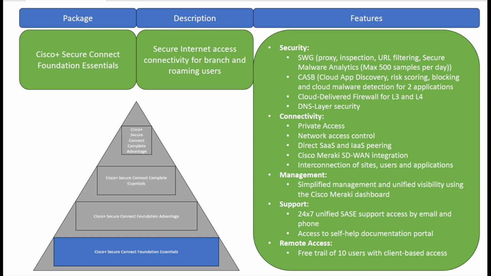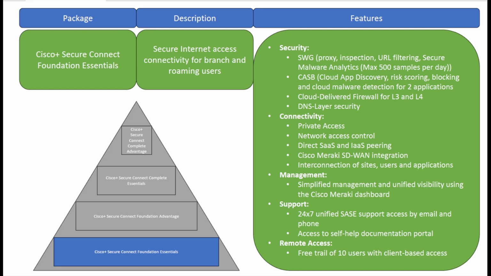So moving on to connectivity, we're looking at providing private access. We're looking at being able to have some level of network access control. We're looking at direct SaaS and IaaS peering, and then we're looking at Cisco Meraki SD-WAN integration as well. And this is going to allow us the interconnection of sites, users, and applications. Now, when it comes to management, we will see in the demos a little bit later on what that looks like, but we are essentially using the Cisco Meraki dashboard here for the management and unified visibility.